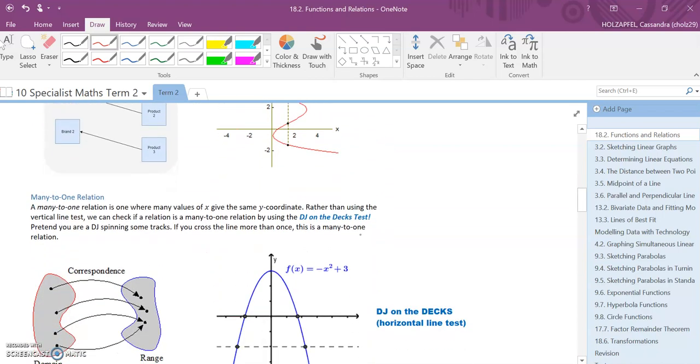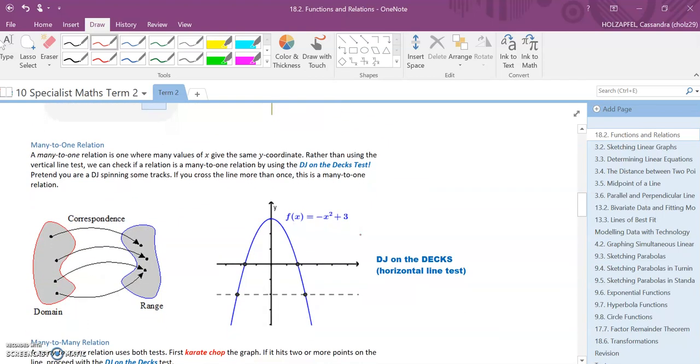Okay, the other kinds of relations that we've got to talk about are the many-to-one relations. With these ones, instead of doing a karate chop test, what we're going to do is a DJ on the decks test. If you imagine that you're going to spin some decks as a DJ, you're spinning your decks horizontally, right? And if I was to draw a line through any single point, then we can see that this now crosses at two different points.